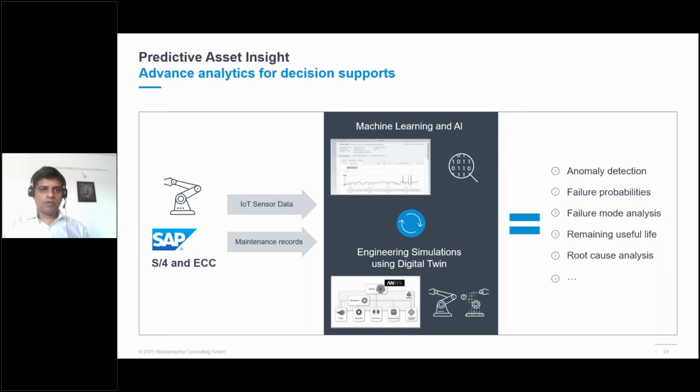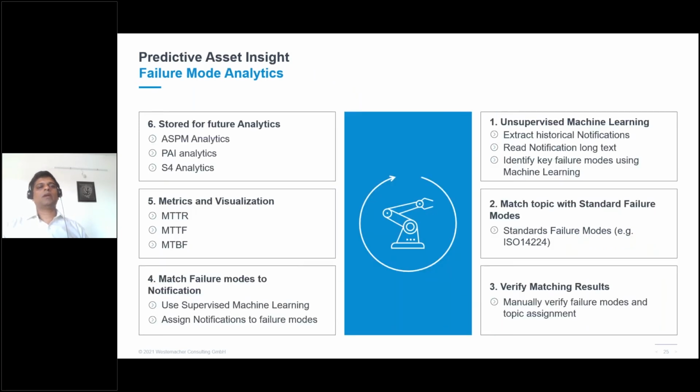Again, let's take a couple of examples here of what this component provides. So one of the tools provided by this capability is failure mode analytics. So the idea again here is that we can use the historical notification long text to identify the asset insight. So it uses two-level machine learning. In first level machine learning, what the system does is read your historical notification long text and try to compare the important topics from that notification long text with the standard failure modes suggested by the different ISO standards.